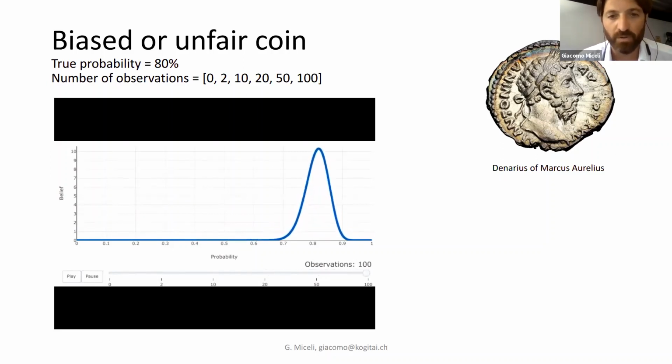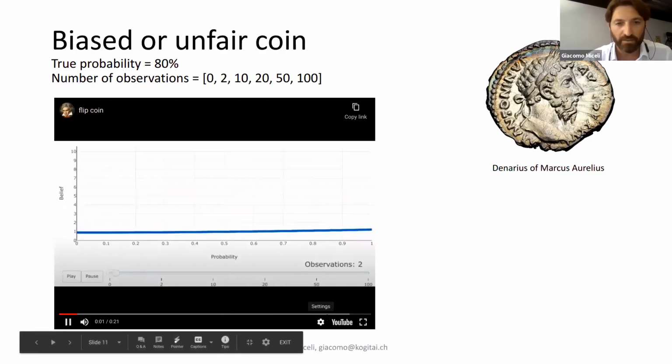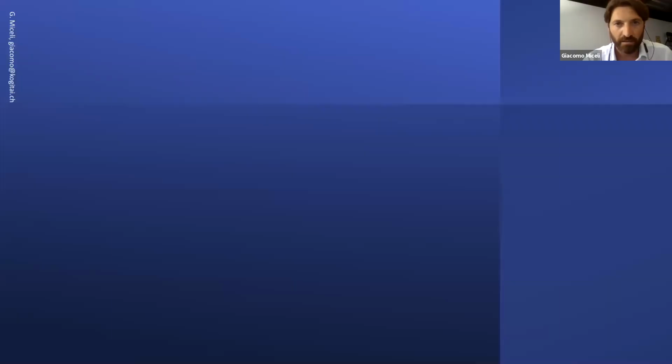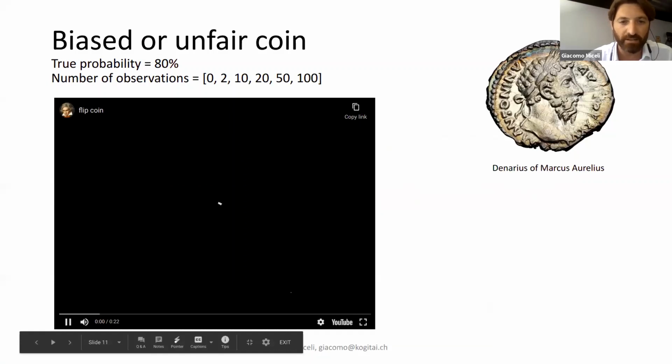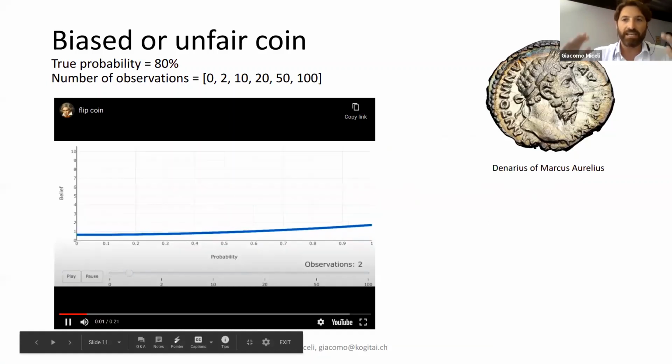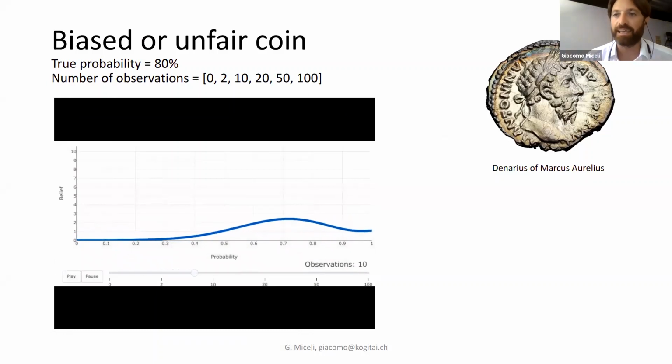Now, this example looks very simple, but it's very instructive. Anyway, at the end you see that your curve is getting narrower and narrower, which basically means that the machine is learning and is less and less uncertain.